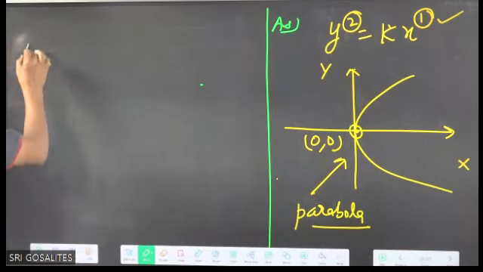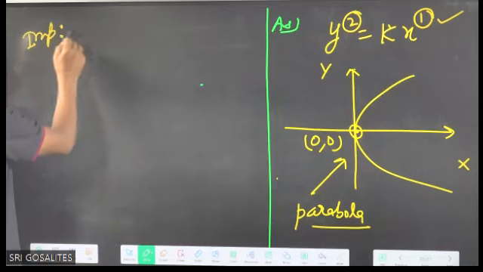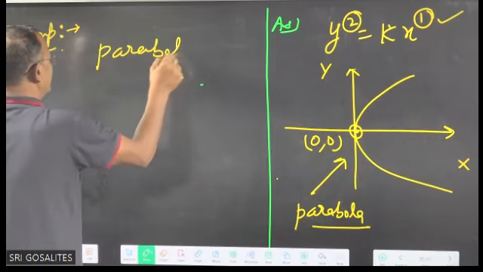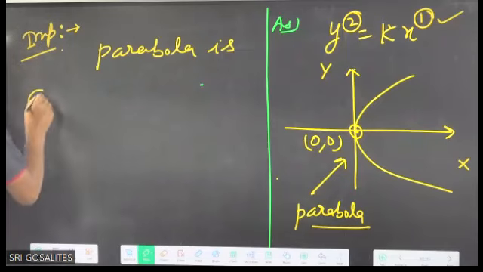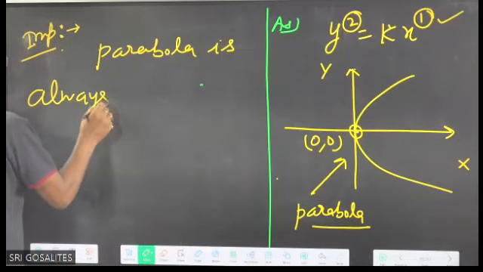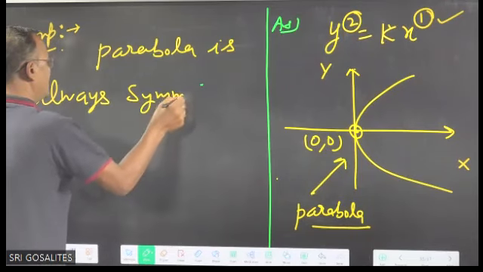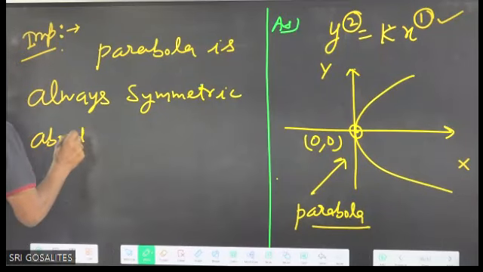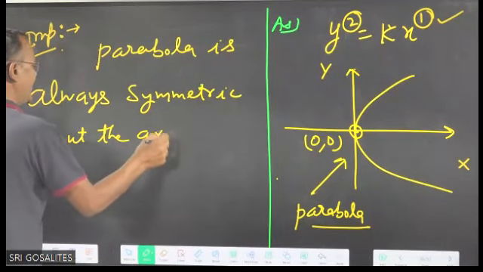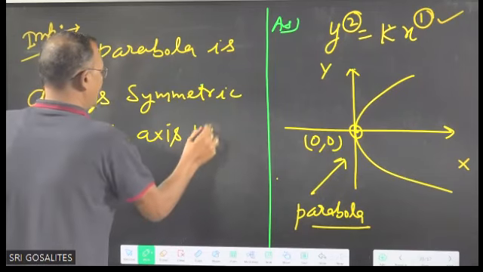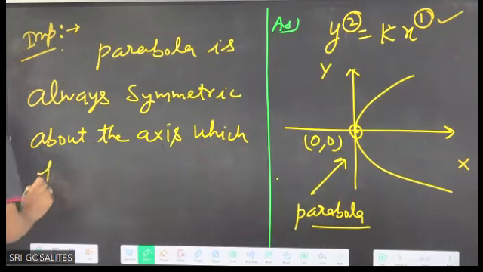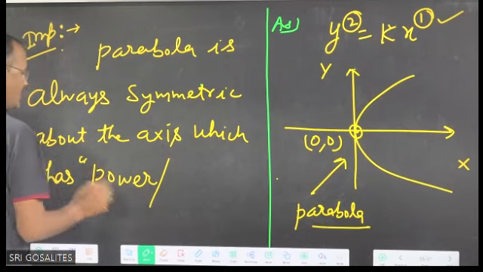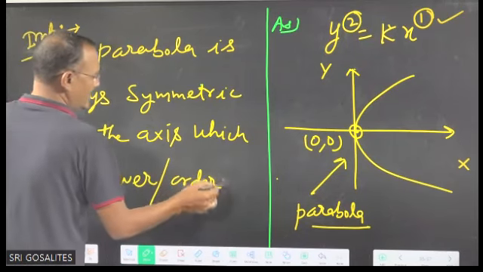So I will make this important remark. Twinkle, twinkle, little star, parabola is always symmetric about the axis which has power/order 1.